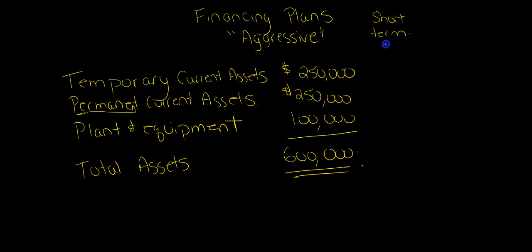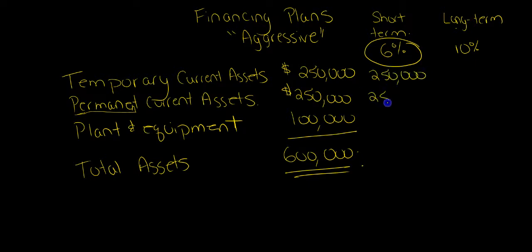Okay, and now what I'm going to do is I'm going to have my short-term interest. And let's pretend that the short-term rate is 6%. And then I'm going to have my long-term interest. And let's pretend that the long-term rate is 10%. So historically, normally short-term interest rates are lower. And so then when we're using this aggressive approach, I'm just going to assume that all of my current assets are financed with short-term debt. And then all of my long-term assets are financed with long-term debt.